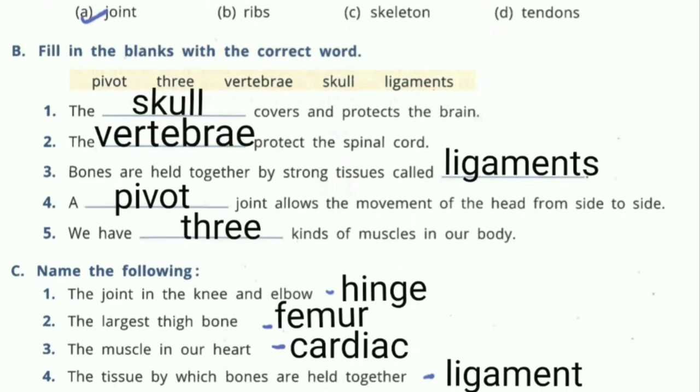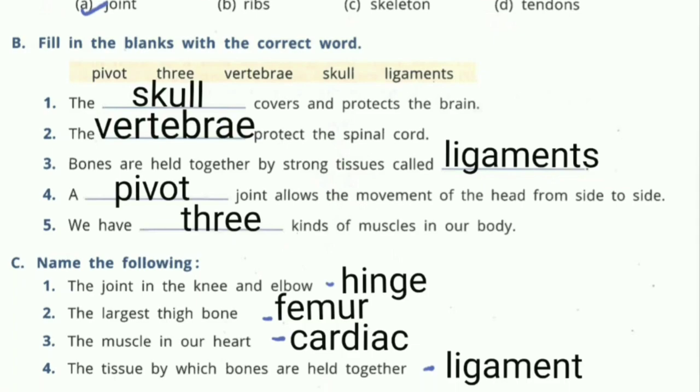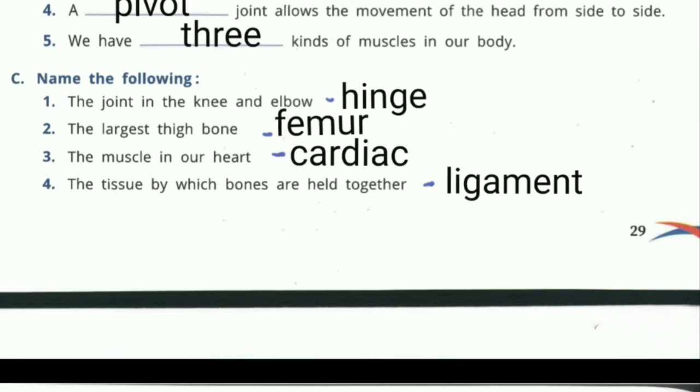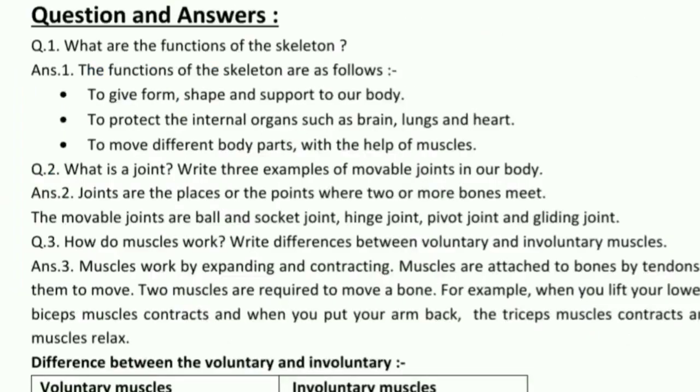Number 1, joint in the knee and elbow. That is hinge joint. Number 2, the largest thigh bone is femur. Number 3, the muscle in our heart, that is cardiac muscles. Number 4, the tissue by which bones are held together, that is ligament.